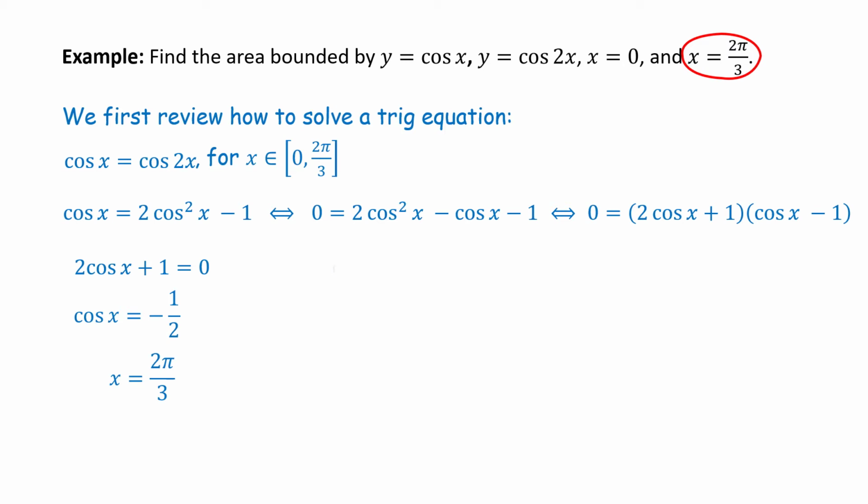Let's solve cosine x minus 1 equals 0, adding 1 to both sides. Cosine x equals 1. Cosine of what equals 1 in the interval from 0 to 2 pi over 3? It turns out to be x equals 0, and that is also one of the bounds of integration.